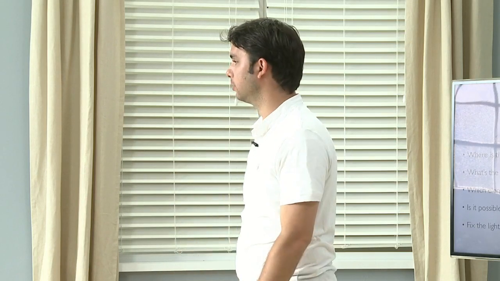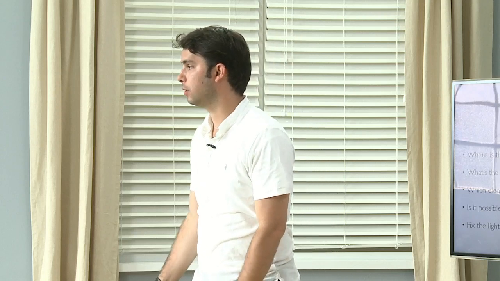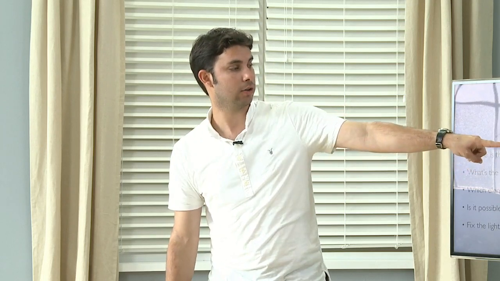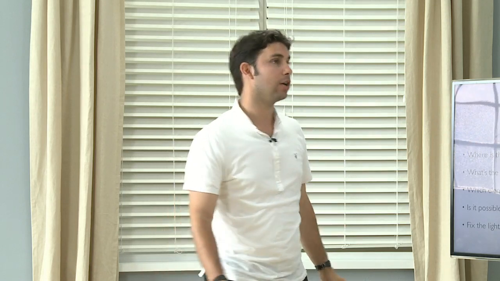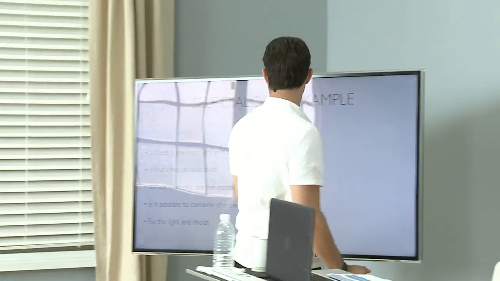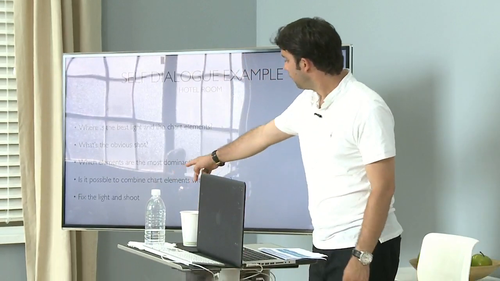So everybody always asks me in workshops, you always talk about finding the best light, well, how do you do that? Well, I just told you. Find the shadow. If the shadow looks like that plant, that's the best light, right? And then the last one is fix the light and shoot.